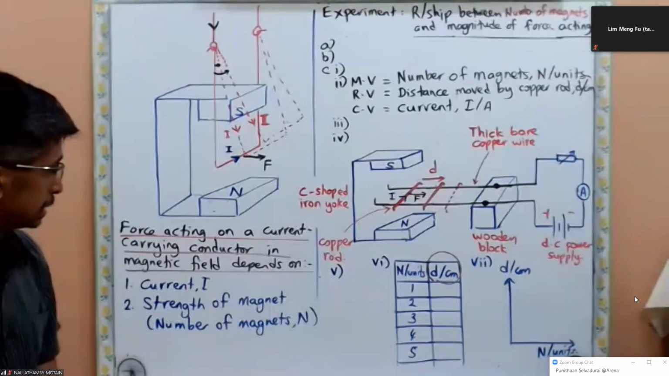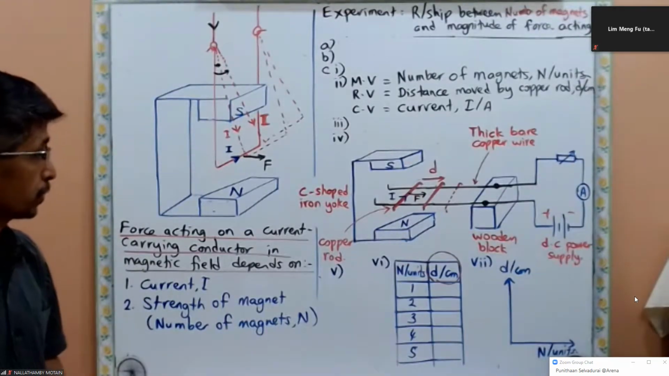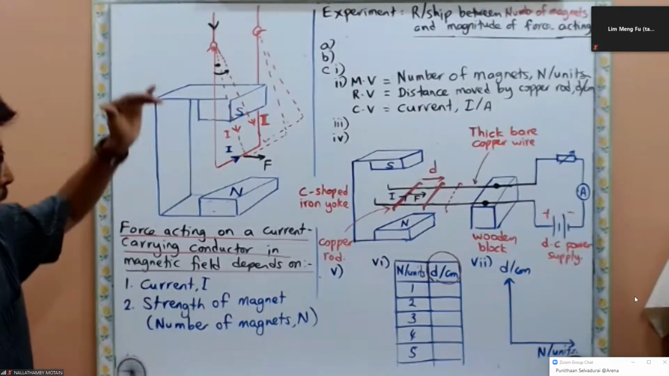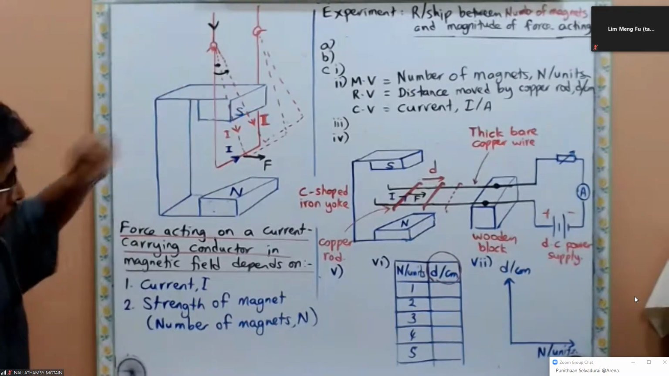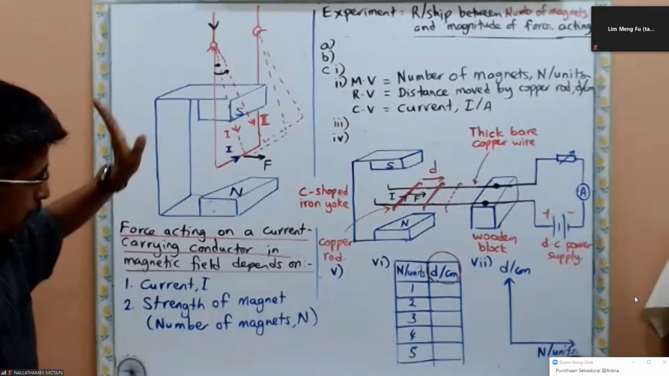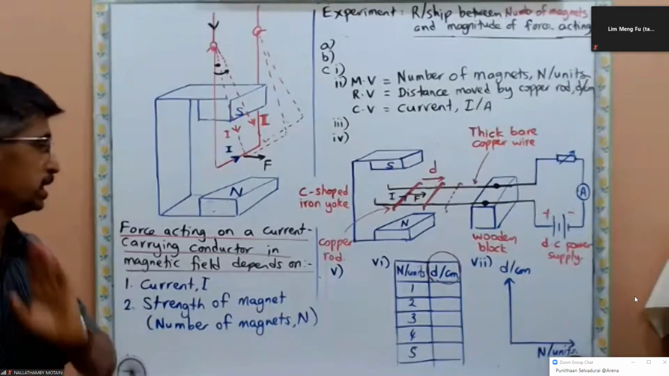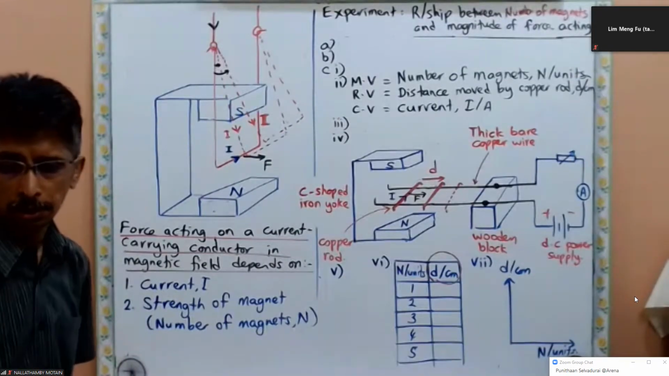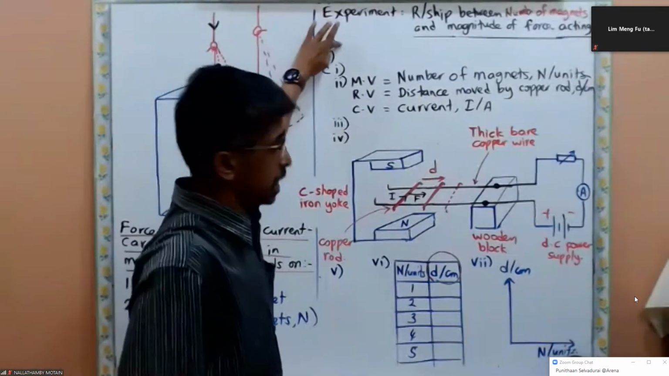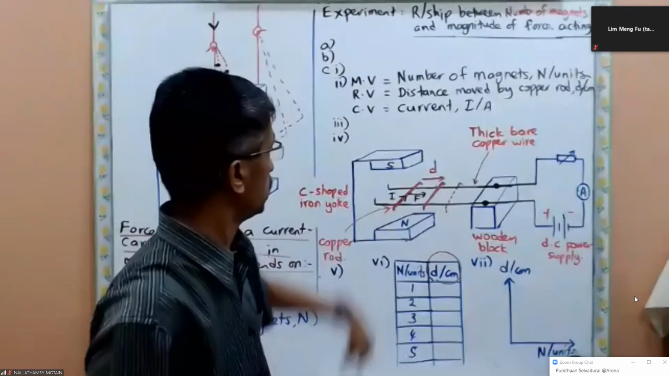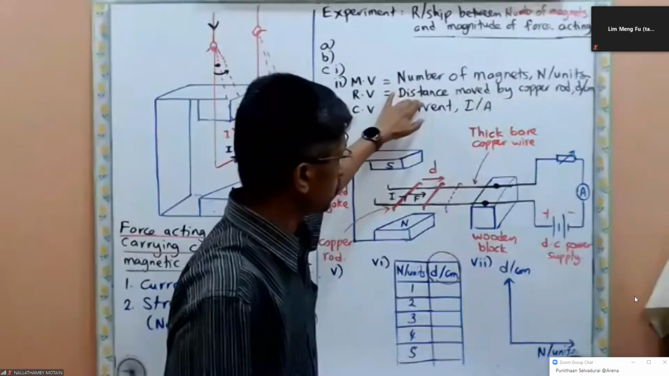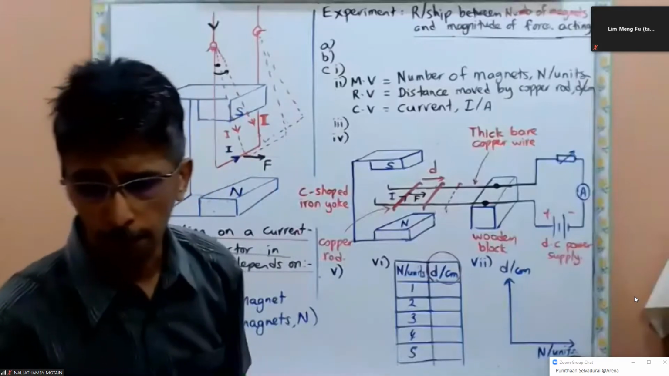You can screenshot this. But for ABC1 you can use variables. Matrix operators no problem. Only the procedure will be changed, like I will tell you later. So for the A, how will you write? You write this straight away: distance moved by copper rod depends on number of magnets.